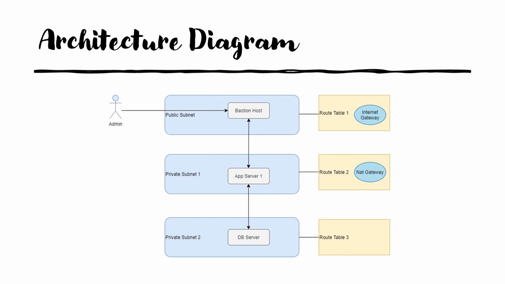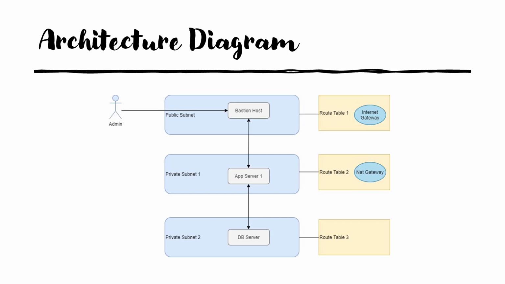Now let's look into the architecture diagram. We have 3 subnets, 1 public and 2 private. There are 3 route tables and we have the internet gateway linked to the route table of the public subnet and the NAT gateway linked to the route table of private subnet 1.